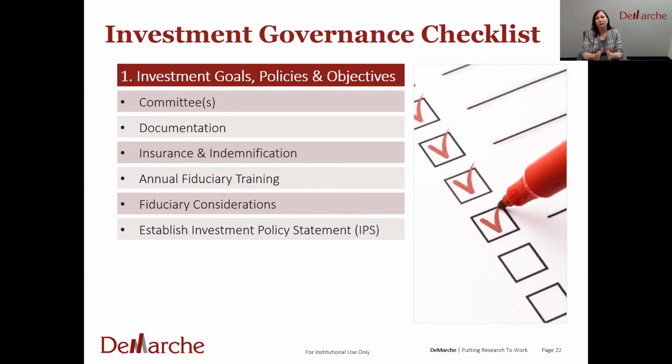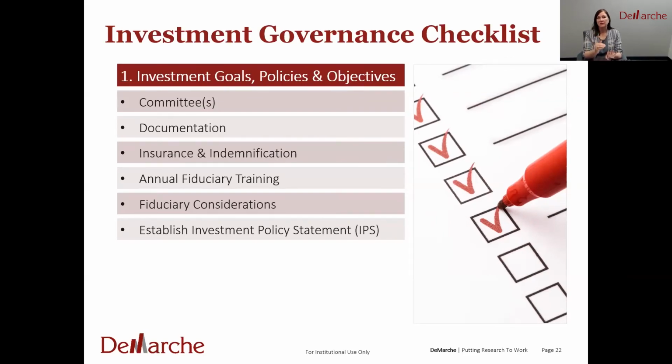So what I'm going to go through right now is just a quick overview of the 4 main topics that we included in the investment governance checklist. And that was basically investment goals was number 1, investment structure was number 2, investment manager oversight was number 3, and then fees was number 4.